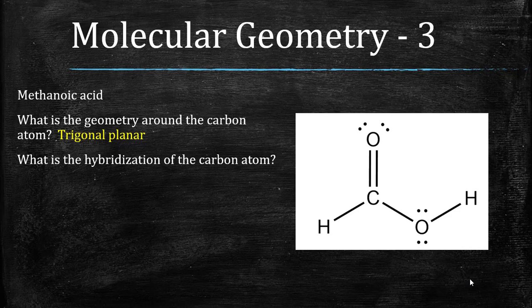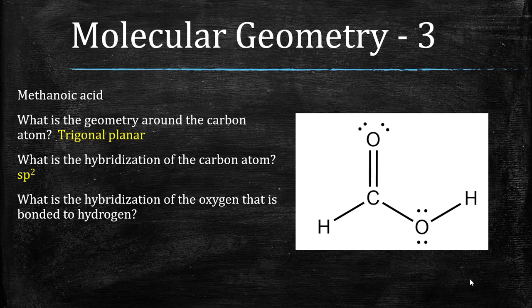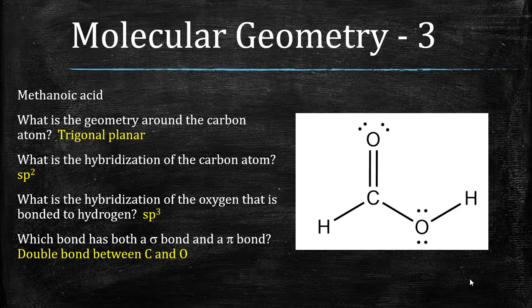You then may be asked, what is the hybridization of the carbon atom? Trigonal planar, 3 electron domains, sp2. They then may ask, what is the hybridization of the oxygen that is bonded to the hydrogen? There you have 4 electron domains, so that would be sp3. Which bond has both a sigma bond and a pi bond? Every bond has a sigma bond, but a pi bond can only occur at a double bond or a triple bond. So in this case, we would have to say the double bond between the carbon and the oxygen.